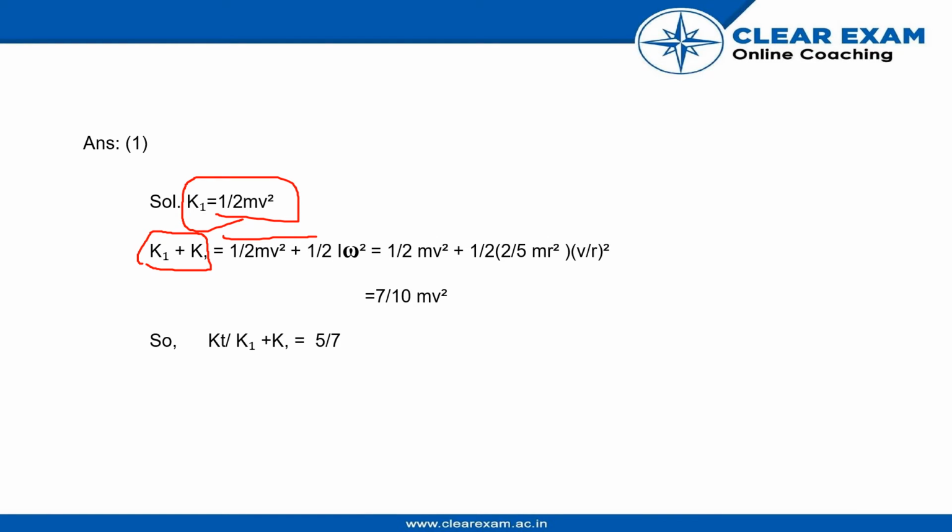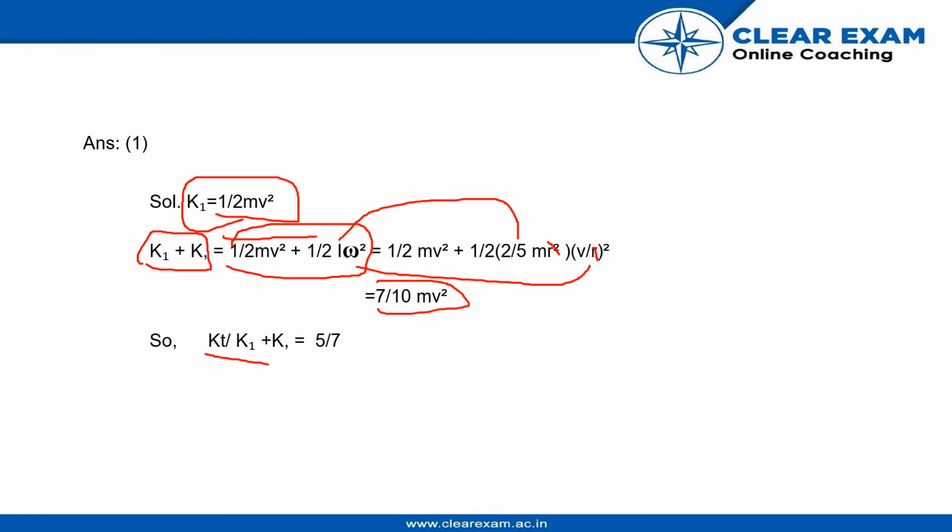and if I solve this, we will add 1 by 2 mv squared plus 1 by 2 I omega squared. For this, I will represent the formula for I, which is 2 by 5 mr squared, and for omega we have v by r. After putting in these values and solving, this r squared will cancel out this r squared, and we are left with 7 by 10 mv squared.